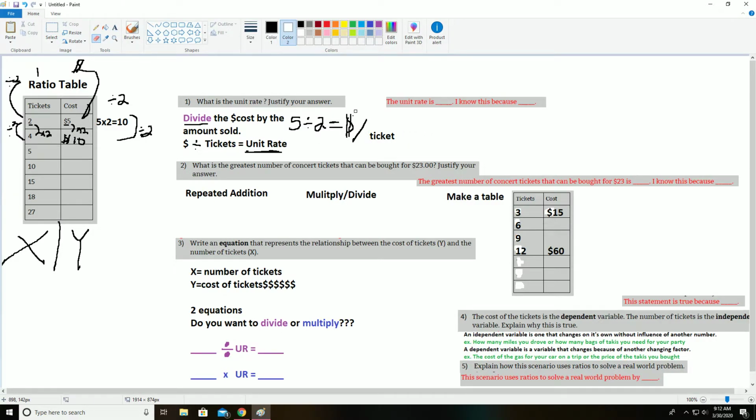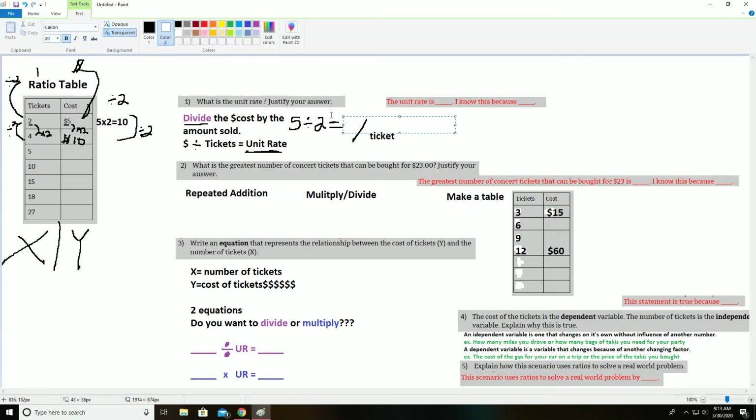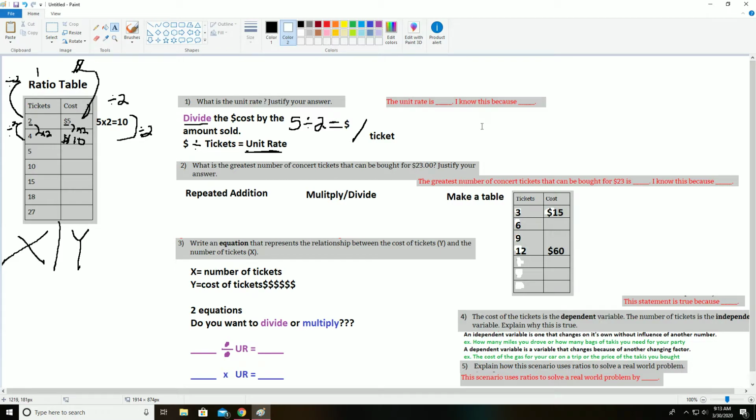I'm going to erase this. It doesn't look very good. We're going to just put a dollar sign in here instead. The price per ticket. Price per ticket.